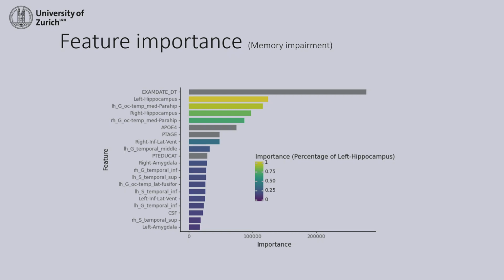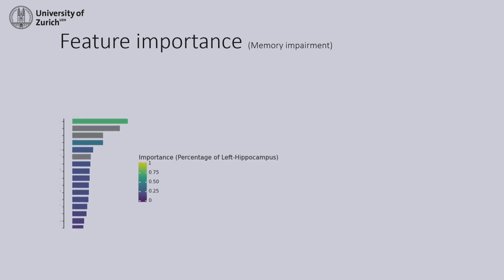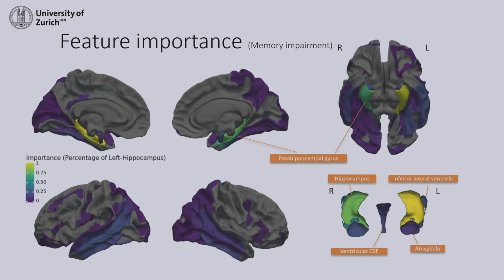And it's the most important feature. It makes a lot of sense because the data covers more than 20 years. But the most important feature from the brain is the left hippocampus. And every feature from the brain I colored as a percentage of the left hippocampus importance. And then I can plot these things onto the brain itself.